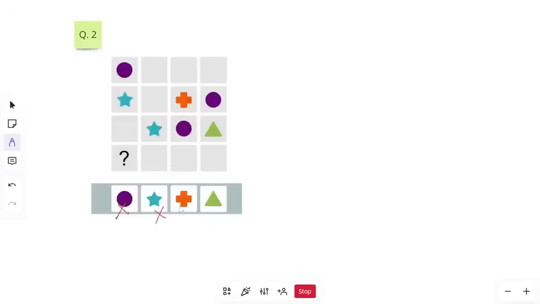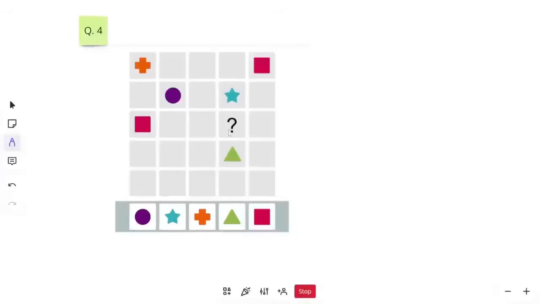Then what else? We have plus and triangle. So see, if we put a plus here, then triangle has to go there, but triangle cannot come in this row because there is already a triangle. So it is mandatory that we put a triangle here, and then when we put a plus here, there will be no problem. So the correct answer in this case is going to be triangle. So the question mark will be replaced with triangle in this case.